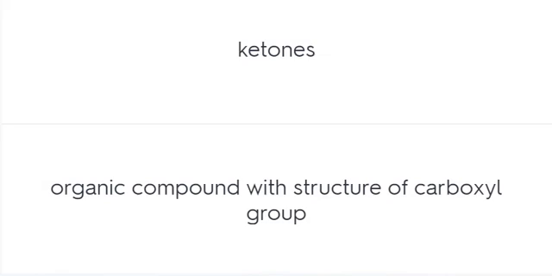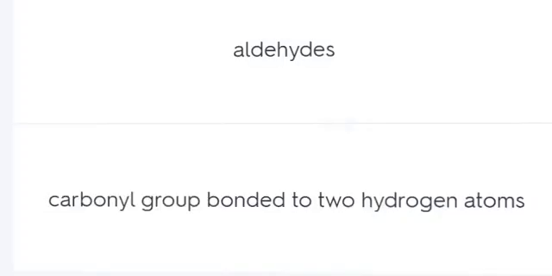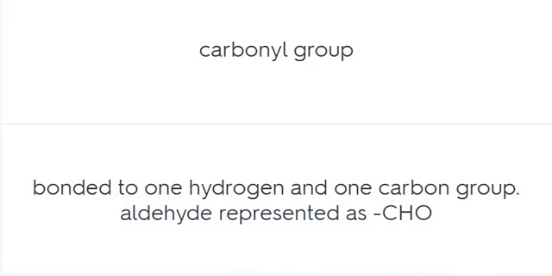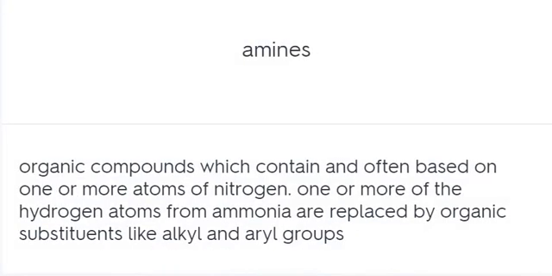Ketones. Organic compound with structure of carbonyl group. Aldehydes. Carbonyl group bonded to 1 hydrogen and 1 carbon group. Aldehyde represented as CHO. Amines. Organic compounds which contain, and are often based on, one or more atoms of nitrogen. One or more of the hydrogen atoms from ammonia are replaced by organic substituents like alkyl and aryl groups.